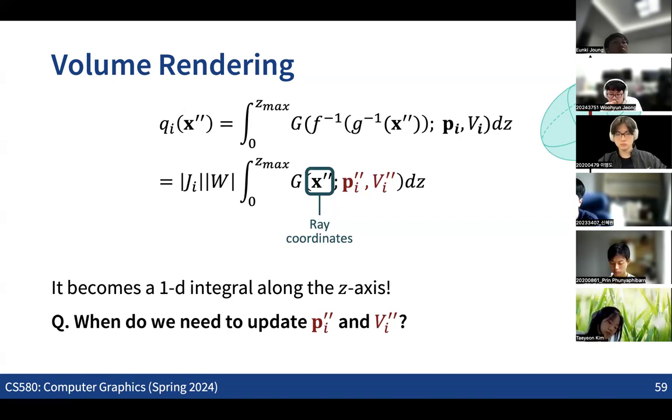And here, one quick question is: when do we need to update the center point and the covariance matrix transformation? We can see that this equation involves the W part and also the Ji. These are coming from the camera pose, which means that if you have any rotation of the camera pose, then you will need to update all these quantities, but not for every single pixel, just for the given set of Gaussian splats.